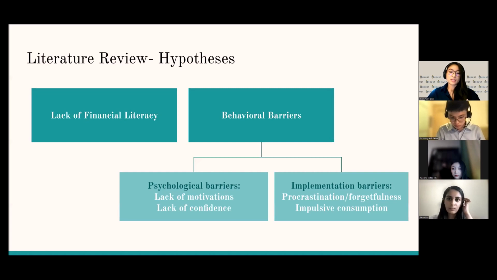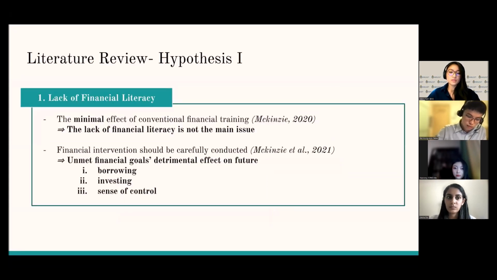So some people might be psychologically constrained. They lack the motivation or confidence in their abilities to achieve the goals. Or on the other hand, some people might just struggle to implement their goals into their actions, possibly because of procrastination, forgetfulness, or impulsive consumption. For the first hypothesis, we found that the effect of conventional financial training is actually quite minimal, which means the lack of financial literacy is most likely not the main cause of this inability to save problem.